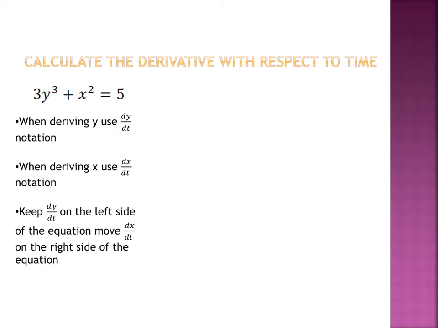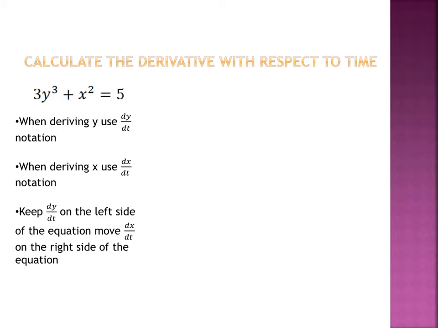You're going to see me derive this particular function, 3y cubed plus x squared equals 5, a couple of different times. And each time I'm going to use an alternative notation. The first notation I chose to show to you is deriving both x and y with respect to time. The reason I chose this one first is because you need to understand that no matter what you're deriving, you're always deriving with respect to time, because as things change, time is also changing. It's passing. And so anytime we derive, we're deriving with respect to time, but we may or may not show it in our notation.